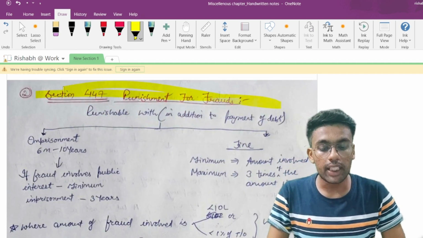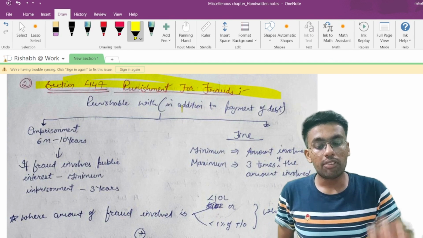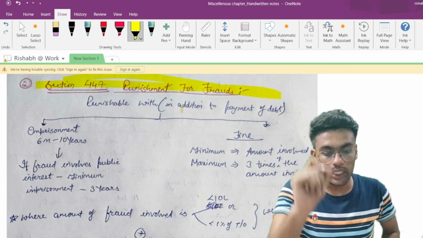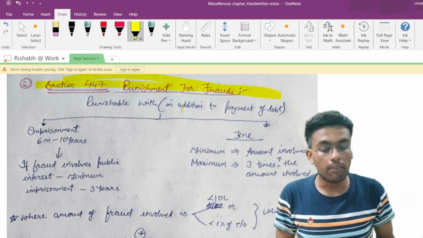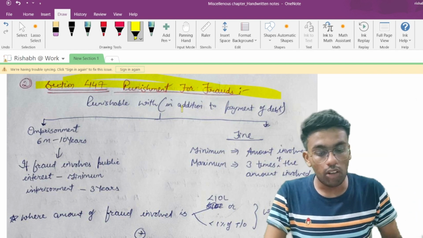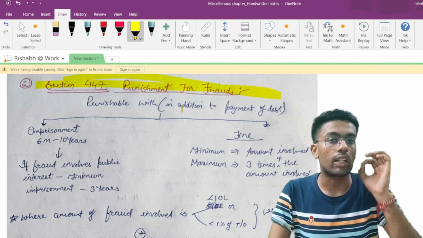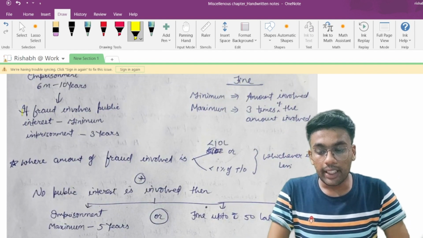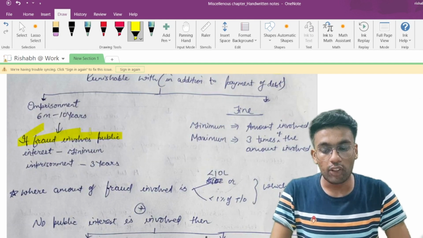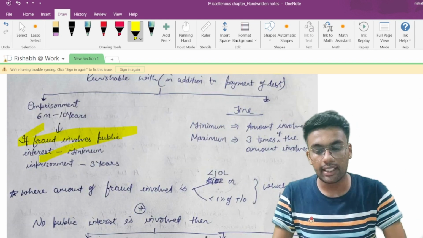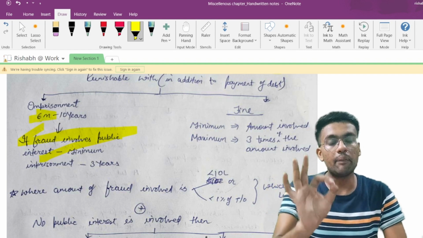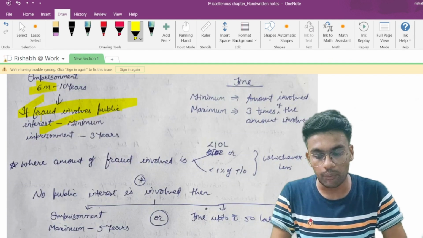Section 447, punishment in case of fraud. Punishment is, in addition to the payment of debt, imprisonment for a period of 6 months to 10 years, and fine. The minimum fine will be the amount involved, and the maximum would be 3 times the amount involved. Now, if public interest is involved in case of fraud, if fraud is involved and public interest is affected, then in such a case the minimum imprisonment, instead of 6 months, would be 3 years. That means minimum 3 years to 10 years of imprisonment would be there.